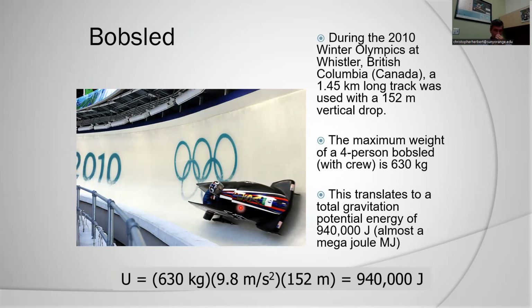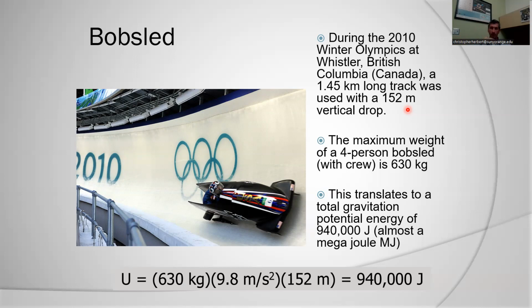And again, here's a bobsled. During the 2010 Olympics in Whistler in British Columbia, Canada, you had a 1.45 kilometer track that had a vertical drop of 152 meters, just to get an idea of how these tracks work. So if I were to calculate the potential energy of this bobsled, it would be based on that height difference. We're going from a higher height to a lower height. So here, delta Y is going to be 152 meters.